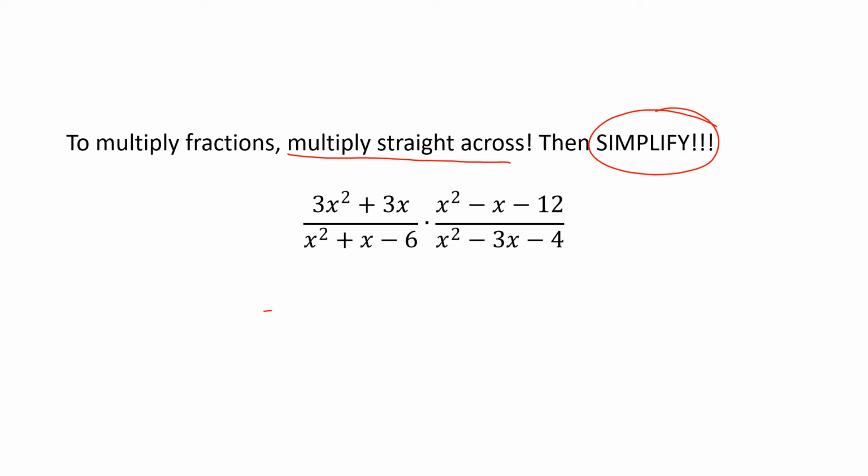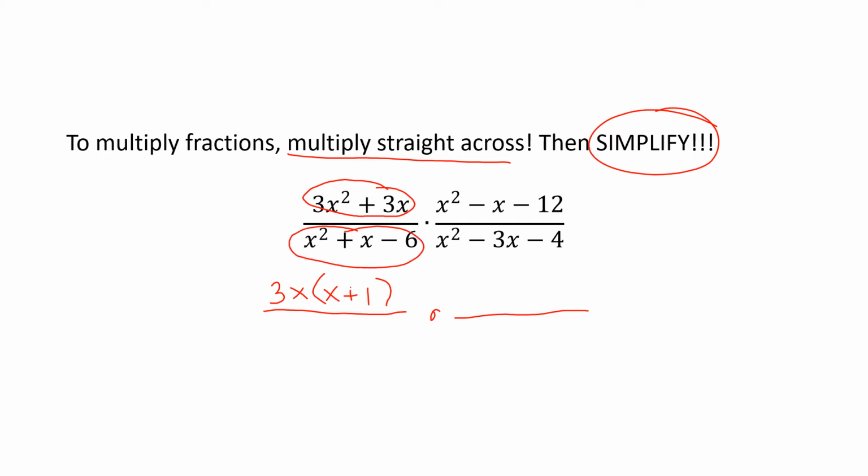So let's take this first fraction and simplify the top. On top, notice there's only two terms. I see that they both have a 3, and I also see that they both have an x. So we're going to take out the GCF here. We're going to factor out a 3x, which would leave behind x plus 1. And we're going to do the same thing on the bottom.